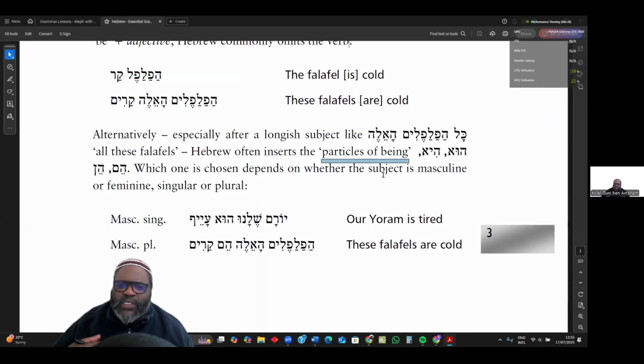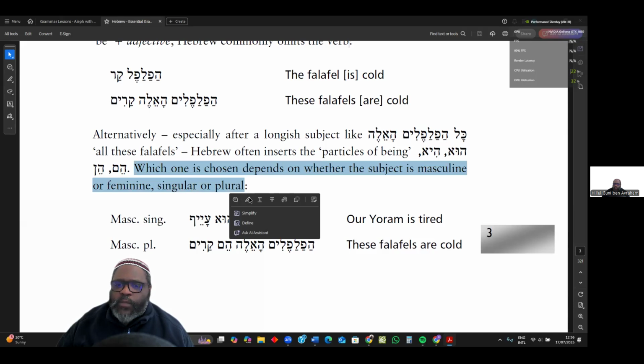In the first person, second person, third person. This is the verb to be. I, you, they, we are, etc. But in Hebrew, they call them particles of being, which confuses the living lights out of me. I don't even know what they're saying, but in English, just know it's the verb to be in its different conjugations. Which one is chosen depends on whether the subject is masculine or feminine, singular or plural. If I were you, I would highlight this in my own textbook.